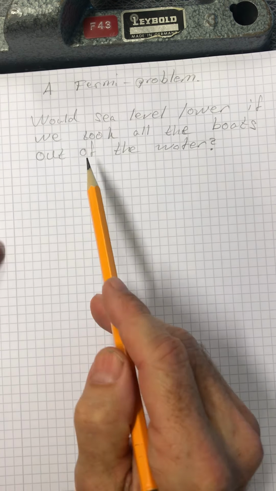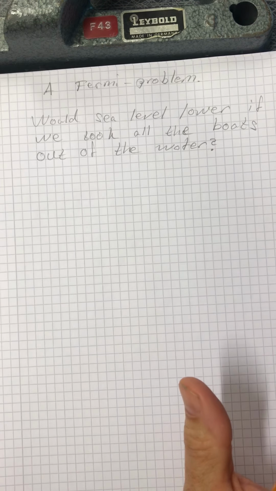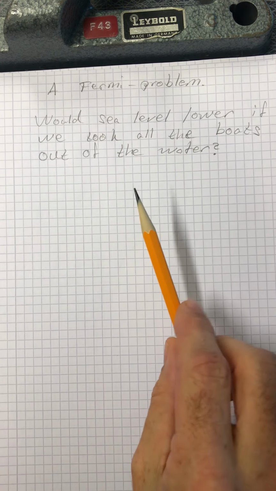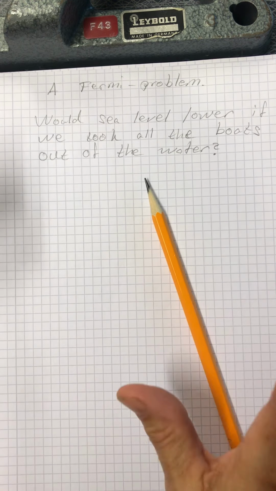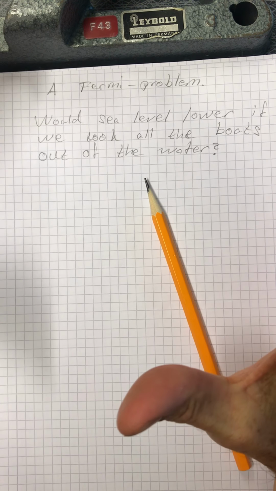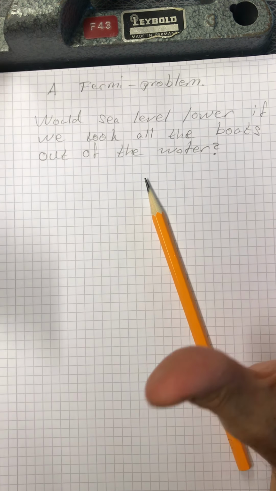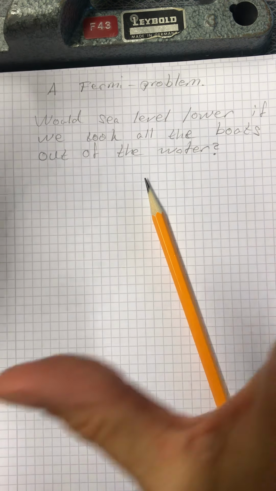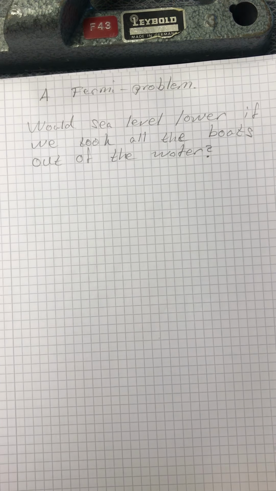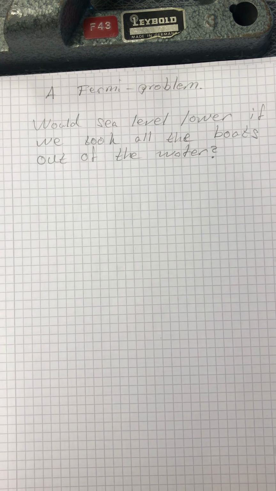Would sea level lower if we took all the boats out of the water of the oceans? And you know that sea level rises if you put something in it. If you have a swimming pool or something, and you put something in the water, the water level rises. That's true. So we have to make some assumptions now. That's what physicists normally are quite good at, even if it's hard.